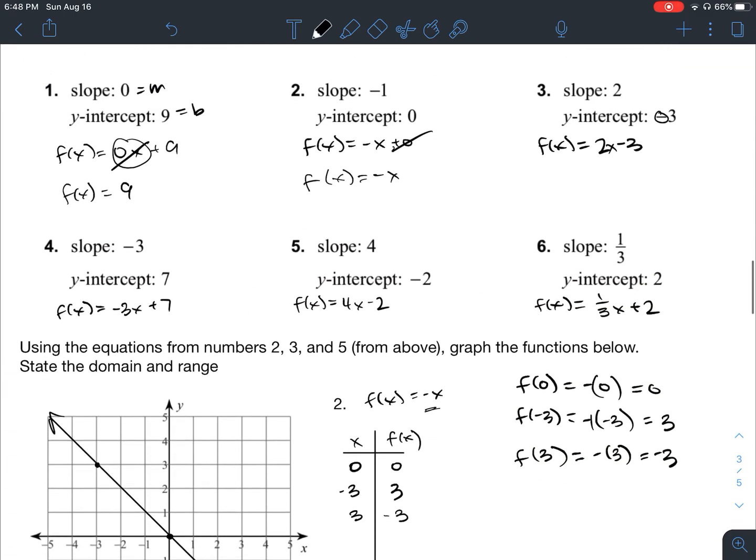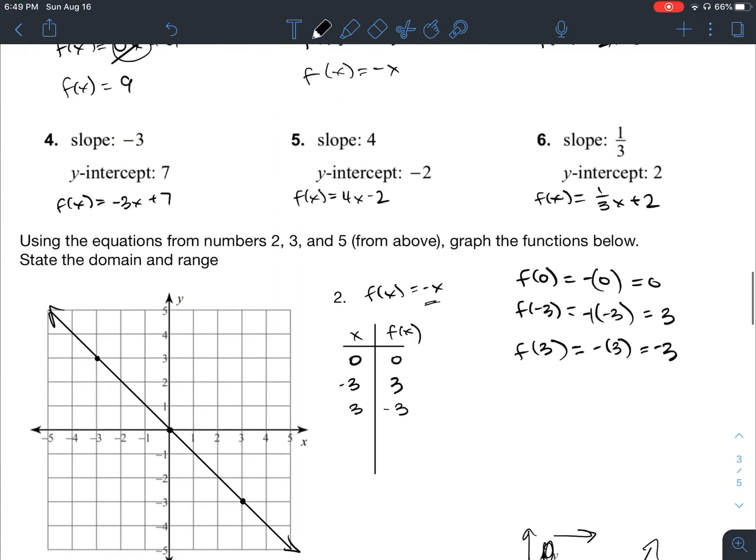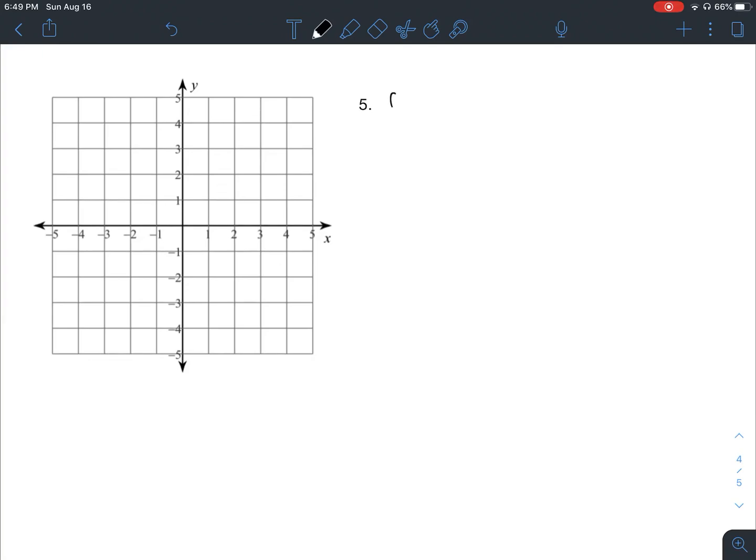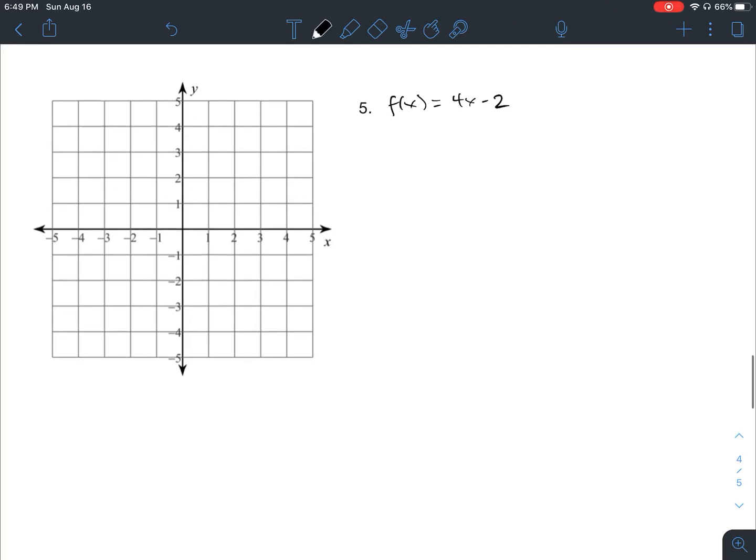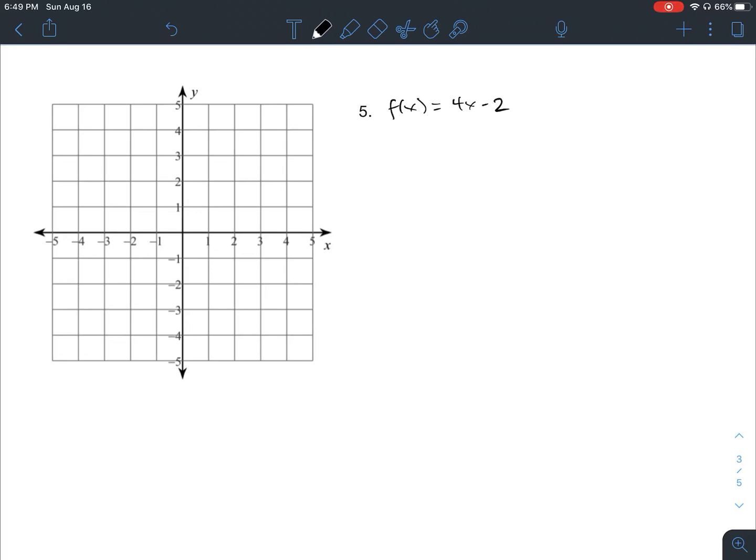Okay, so for number 5, we have f of x is equal to 4x minus 2. Now, instead of actually plotting points by making an input and output table, let's just go ahead and graph this, knowing that we have a y-intercept of negative 2 and a slope of 4. Remember that this is equal to 4 over 1, which is our rise over our run.